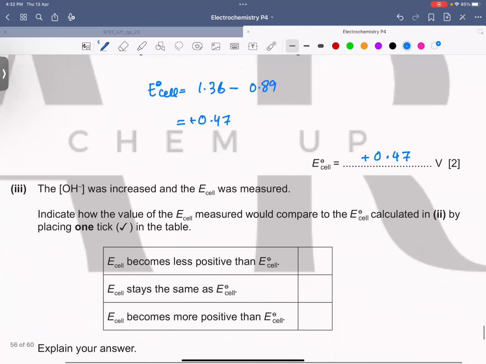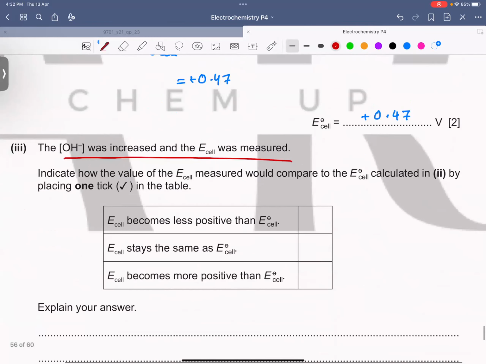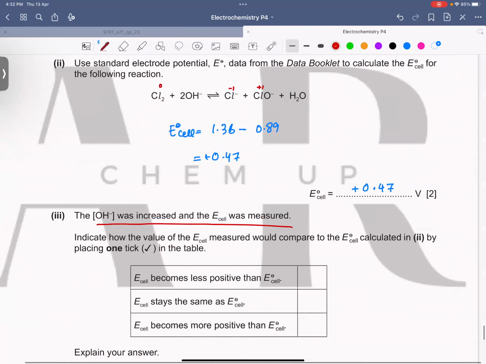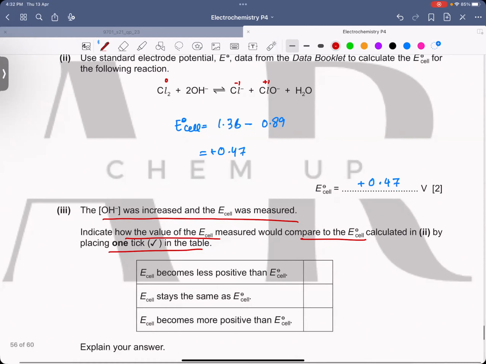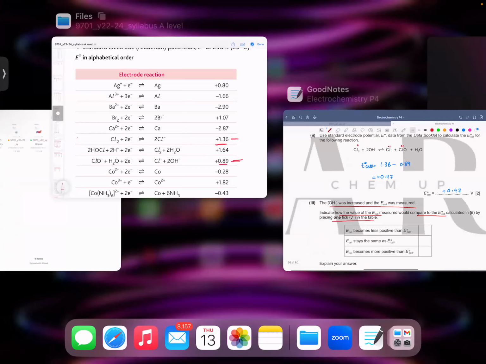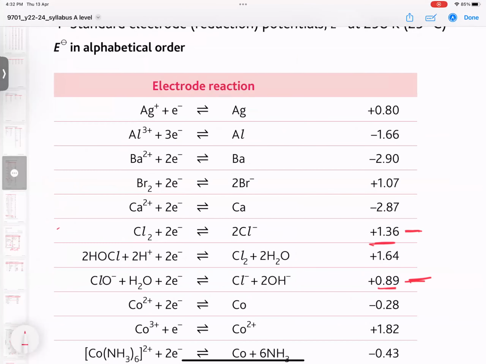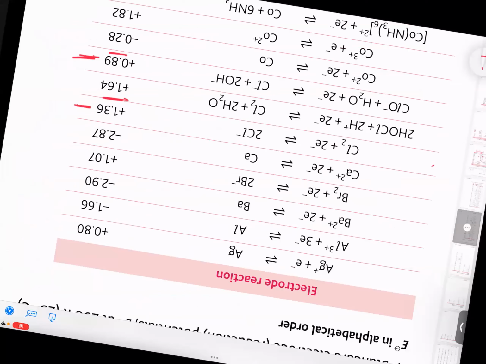The concentration of hydroxide ion was increased and E cell was measured. Indicate how the value of E naught cell measured would be compared to the E naught cell calculated in 2, tick 1 in the table. Now what they are saying is that you have increased the concentration of hydroxide ion. What happened to the E naught cell? Now here you can see. Now tell me what happened.